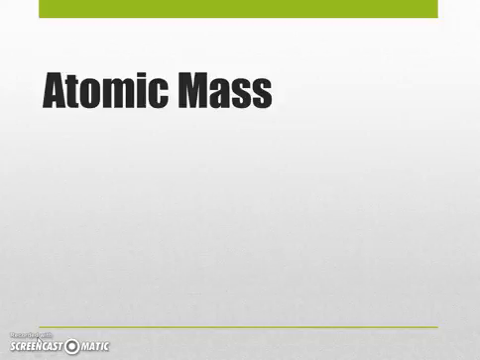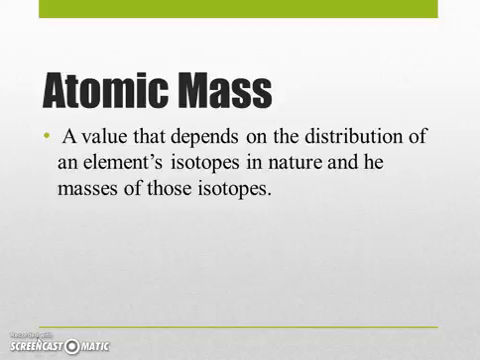And then a couple of quick reminders. Atomic mass, a value that depends on the distribution of an element's isotopes in nature and the masses of those isotopes. So for example, the mass number that you see for carbon-12, which is 12, is actually an average of all of the different isotopes and radioactive pieces of carbon atoms that there are.